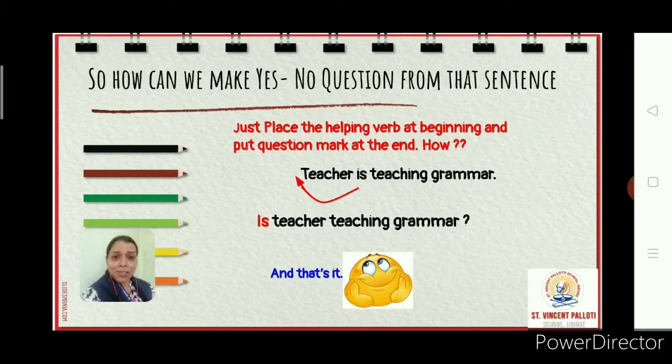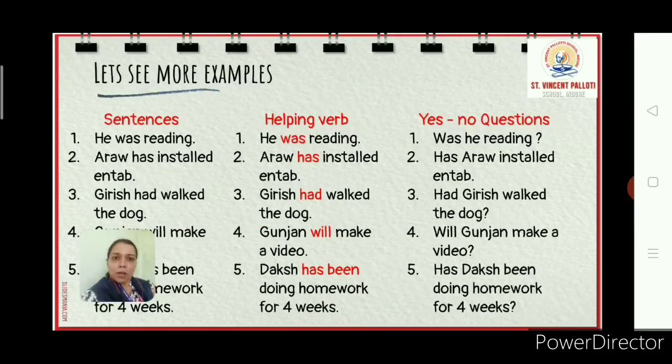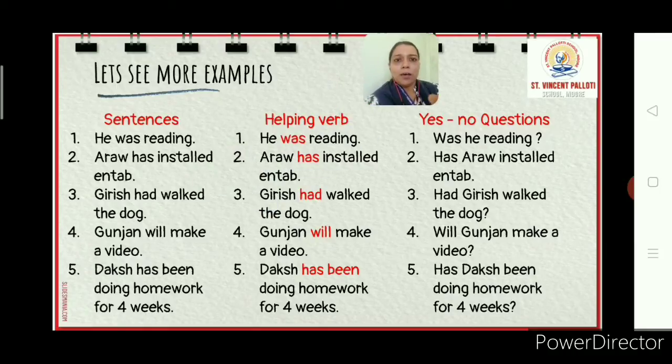That's it. So easy, isn't it? See, only "is" you will put at the beginning. Teacher teaching grammar, question mark. So, is teacher teaching grammar? So you will be giving the answer yes or no. You don't need to explain it. So that is called the yes or no questions. Now see more about it. See, some more examples are here.